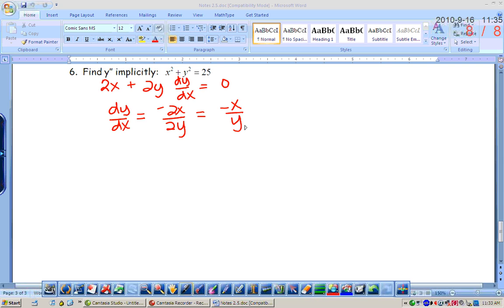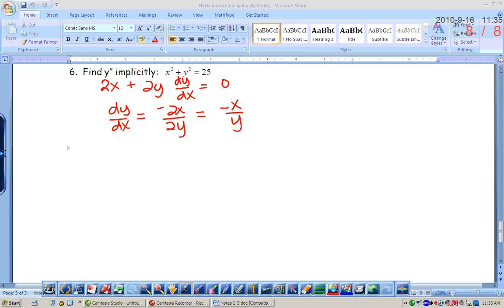Okay, the second derivative is d squared y over dx squared. But hold on just a minute. Everyone okay with dy/dx equaling negative x over y? So we're going to have to take the derivative again. Do you want to use the quotient rule, or do you want to rewrite it as a product? Okay, I heard quotient first. That's what we're going to do.